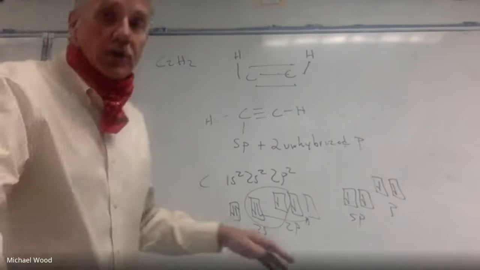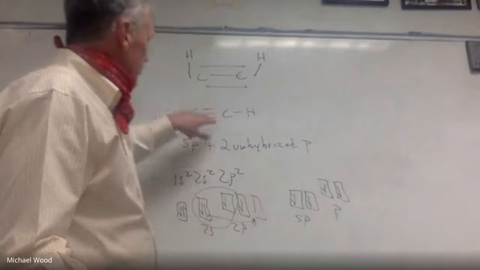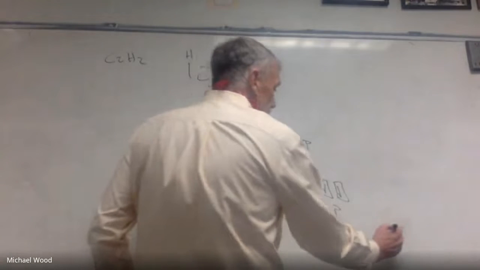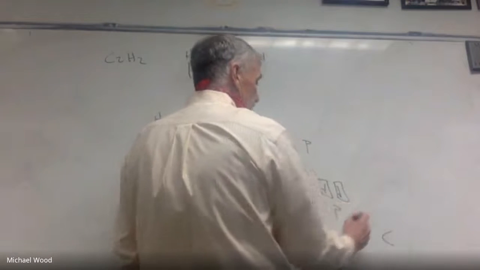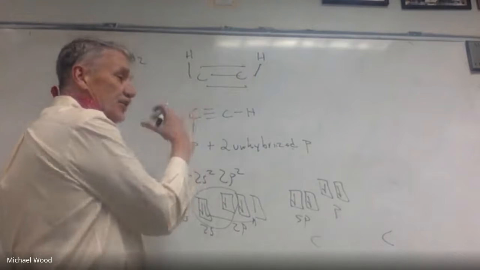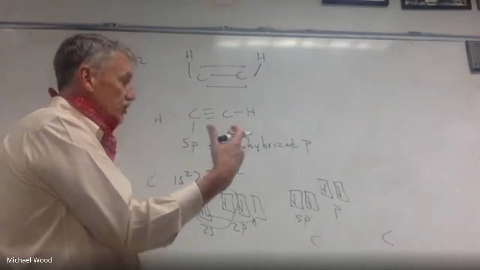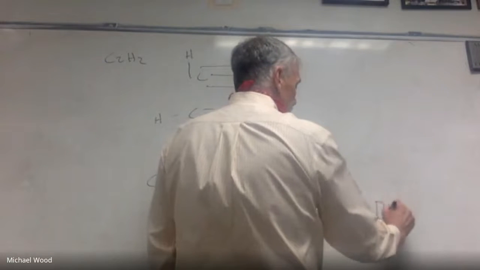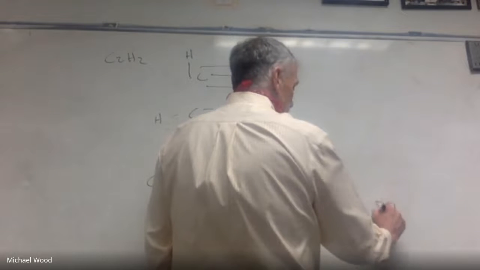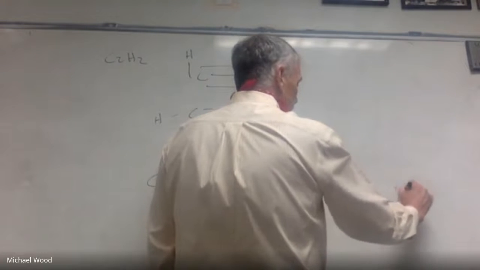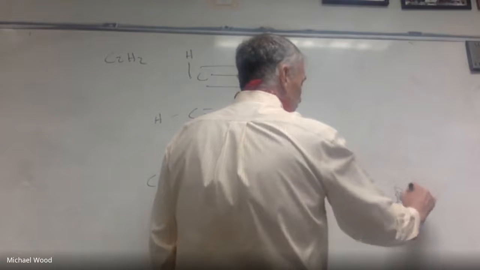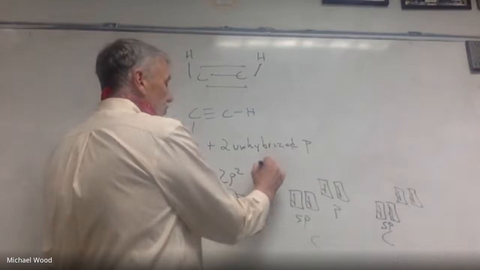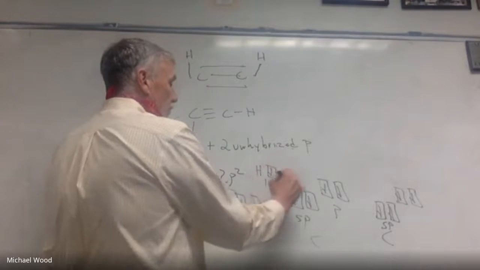So here's one carbon, say, this carbon right here. Here's the other carbon. It's the same deal. It has sp hybridization with 2 unhybridized p's. So it's also like this. So here's the sp hybridized. And then we have H, which has the 1s1.